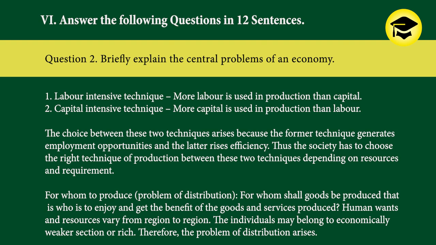For whom to produce, problem of distribution. For whom shall goods be produced, that is, who is to enjoy and get the benefit of the goods and services produced? Human wants and resources vary from region to region. The individuals may belong to economically weaker section or rich. Therefore, the problem of distribution arises.